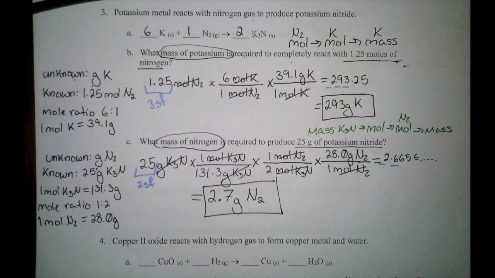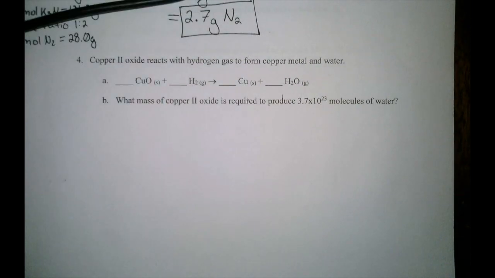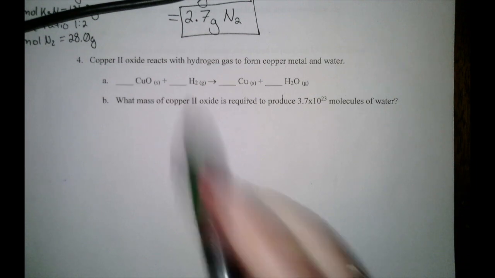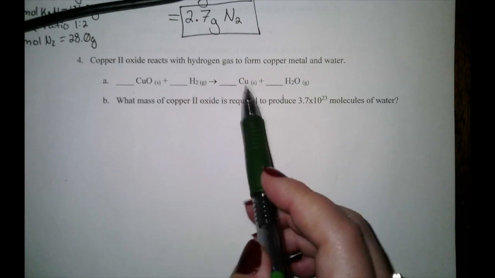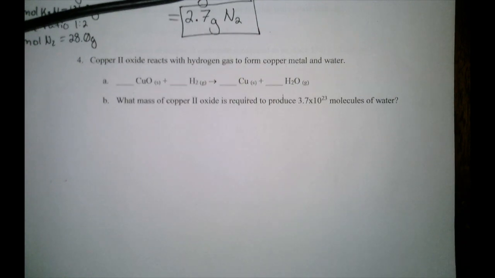We've got a few more problems to go through. These ones are going to focus on mixed stoichiometry conversions. So number 4 here, we have copper 2 oxide reacting with hydrogen gas to form copper metal and water. Again, the very first thing I'm going to do is balance the chemical equation. So I've got copper, copper, oxygen, oxygen, 2 hydrogen, 2 hydrogen. Lucky for us, it's already balanced.